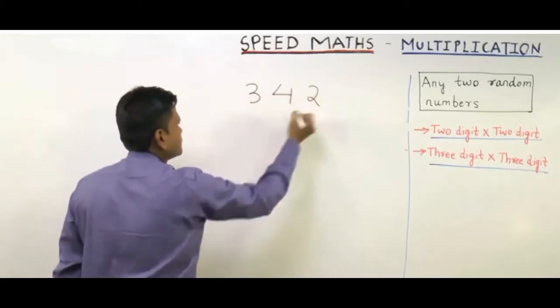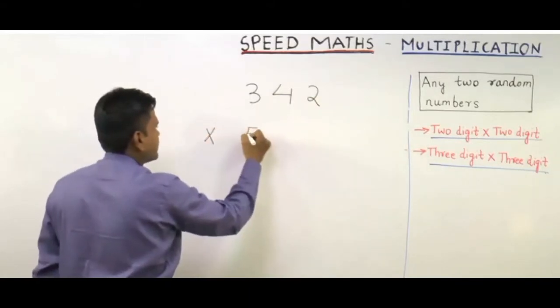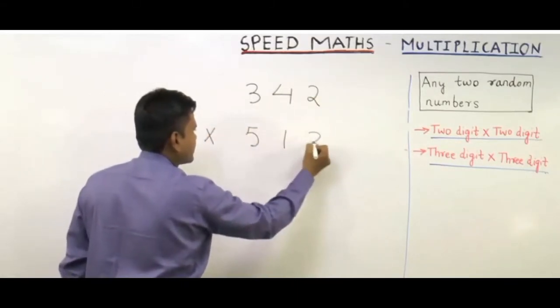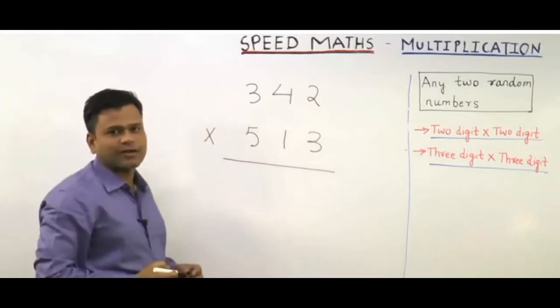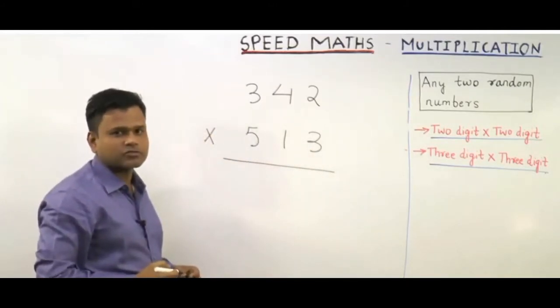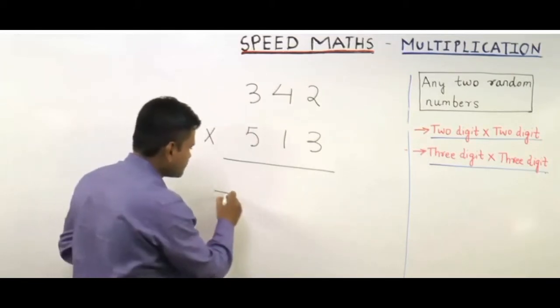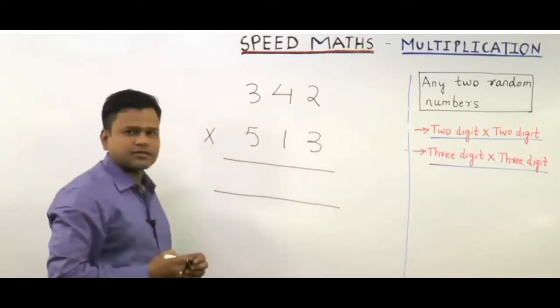342 multiplied by 513. This is what we need to multiply, that too in one single go. What would be the answer here?